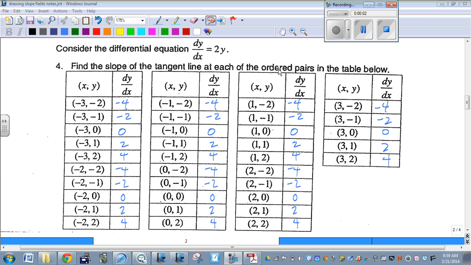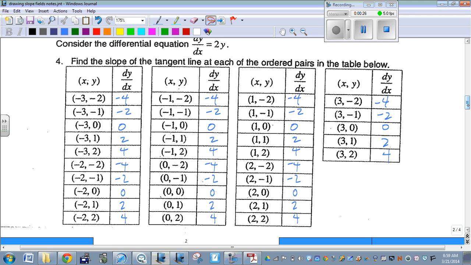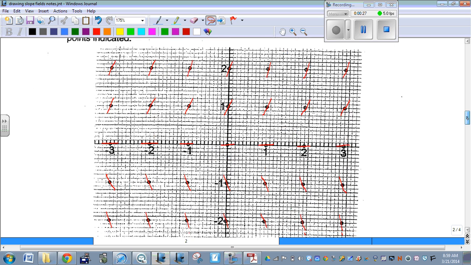So for the table, you should see a little pattern here. Whenever y is -2, the slope is -4. When y is -1, slope is -2. Y is 0, slope is 0. Y is 1, slope is 2. Y is 2, slope is 4. So we get that pattern, -4, -2, 0, 2, 4, and so on. And when we graph it, it should look like this.